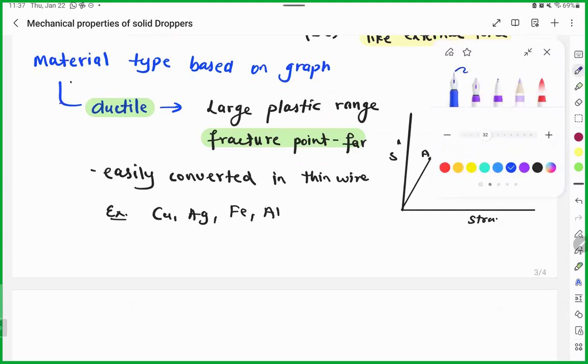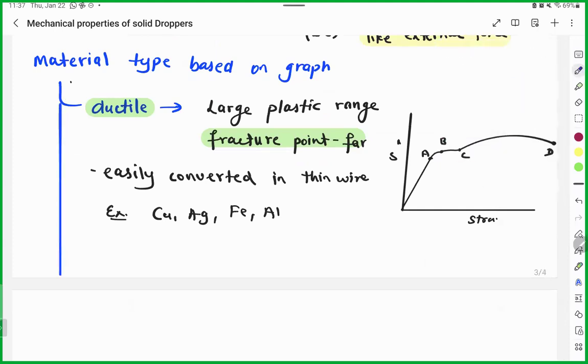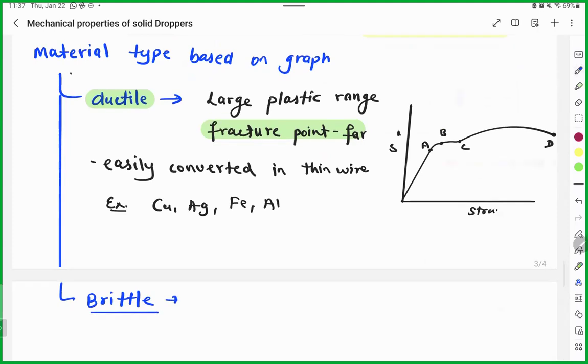Opposite to this, you have brittle material. So, Hina, what is brittle material? Sir, material that breaks easily. So if it breaks easily, what will be their plastic range? It'll be high, sir. No, it will be low. They can easily break, na? Oh, yes, sir. So plastic range will be very, very less.